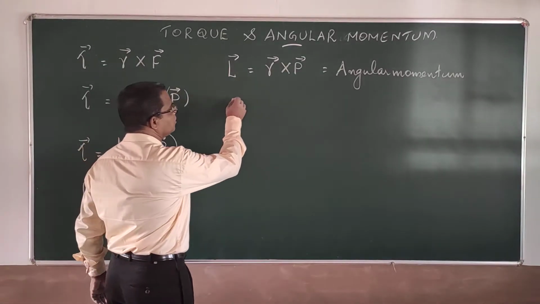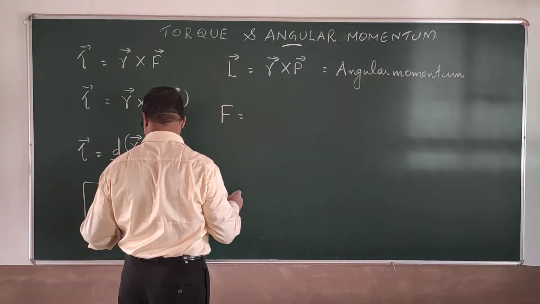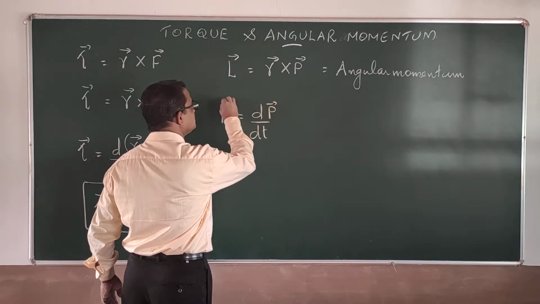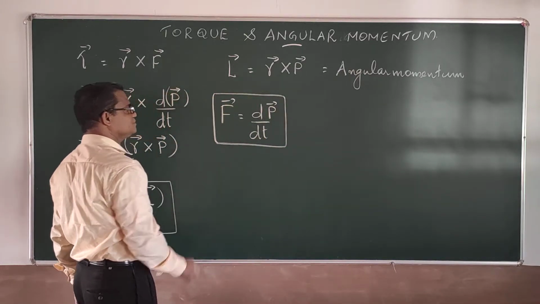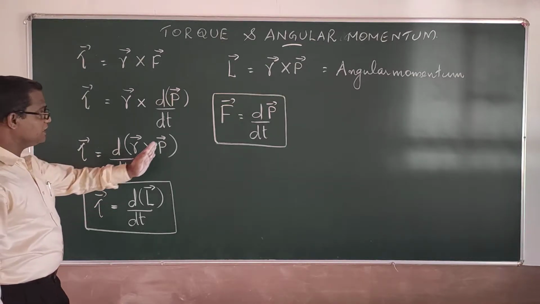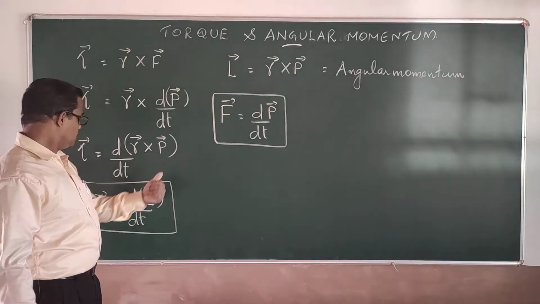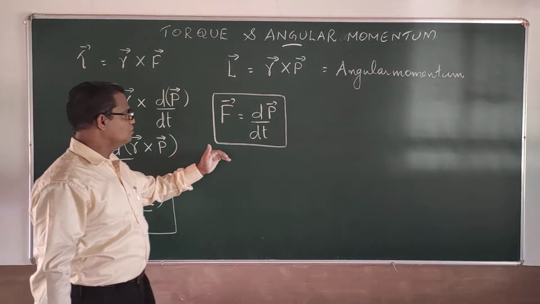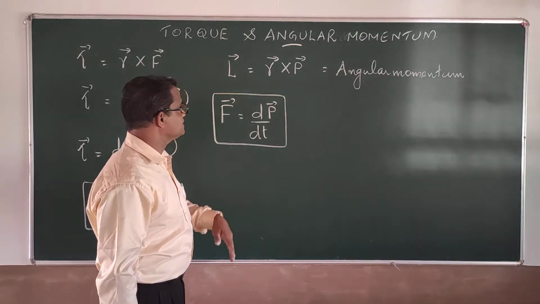And one more thing, you can see that the force F is equal to the rate of change of linear momentum. See this? So there is a relation between force and linear momentum, like the torque and angular momentum. They come almost in the same form. Let it be there. We will continue that discussion in another session.